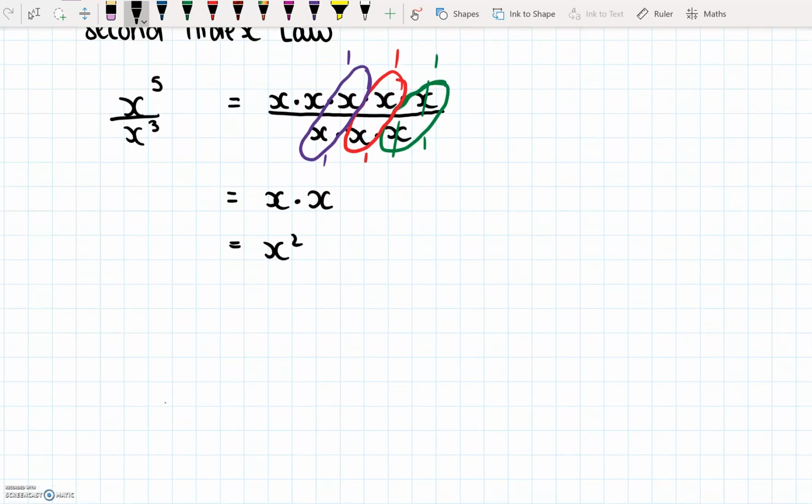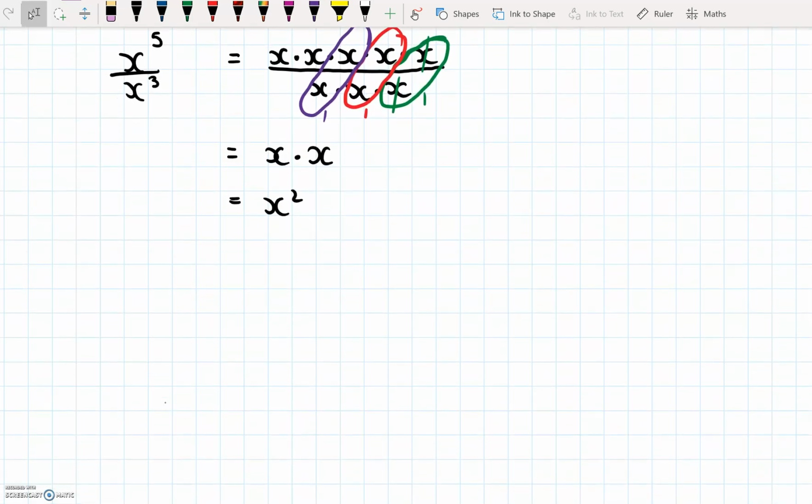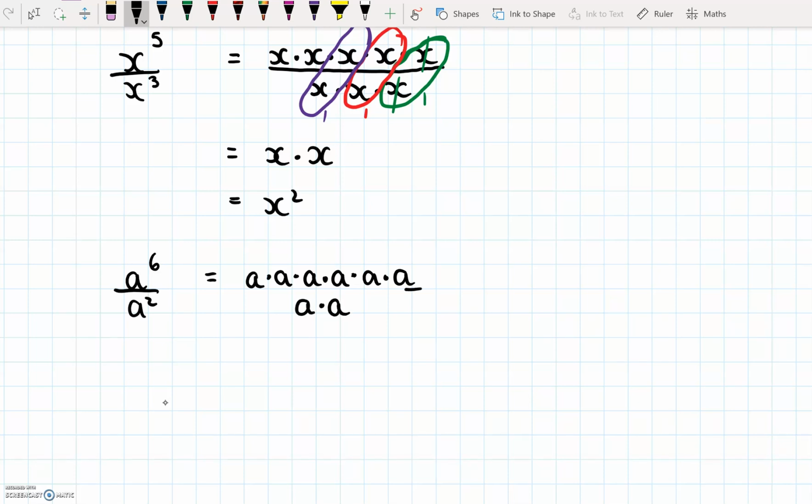Okay, let's have another look. What if we did a to the power of 7, no, let's make it 6 because I don't really want to do this 7 times, divided by a squared. Well, in that case, we're going to have a 6 times, 1, 2, 3, 4, 5, 6. There's multipliers in between them all. Okay, and a squared, which is just a times a.